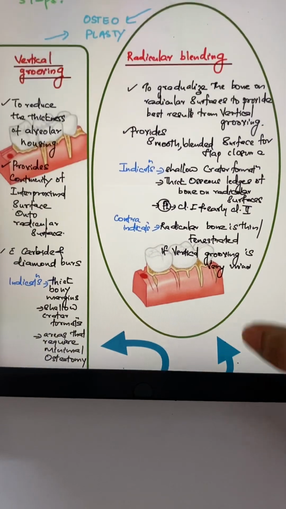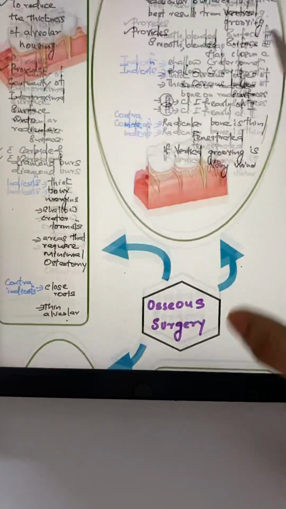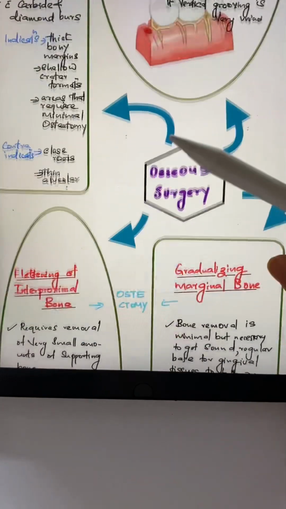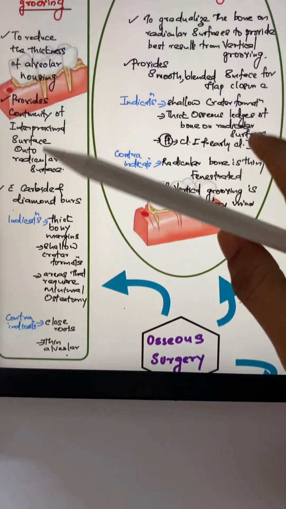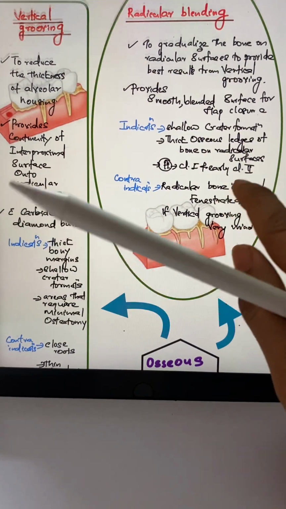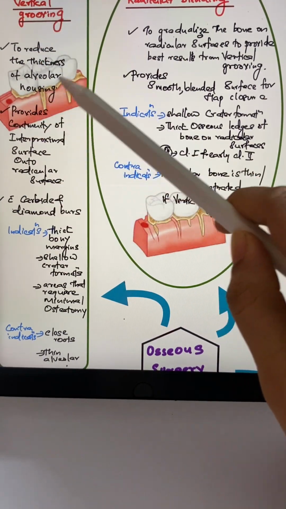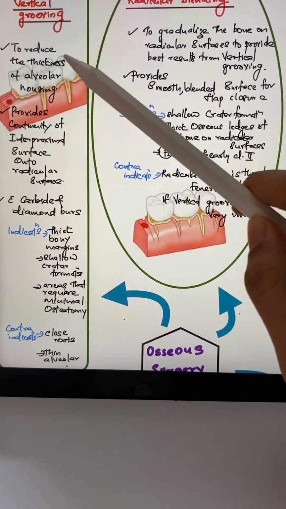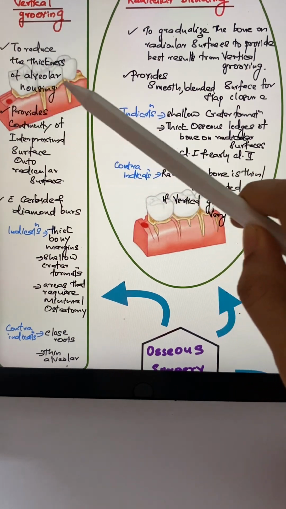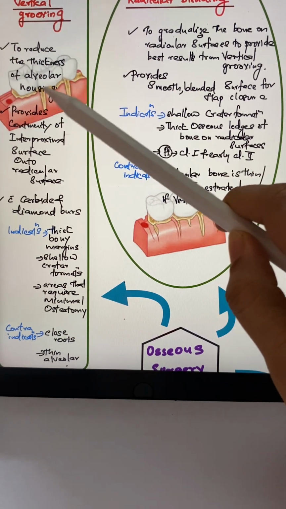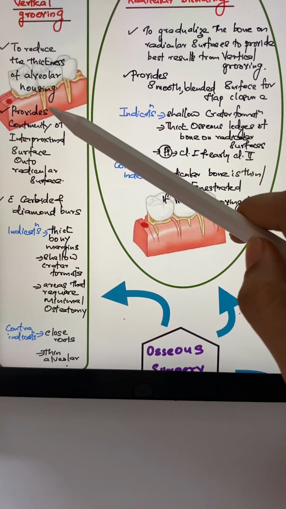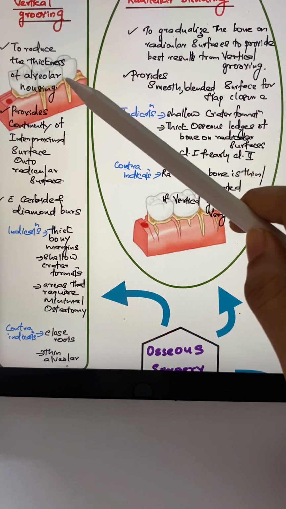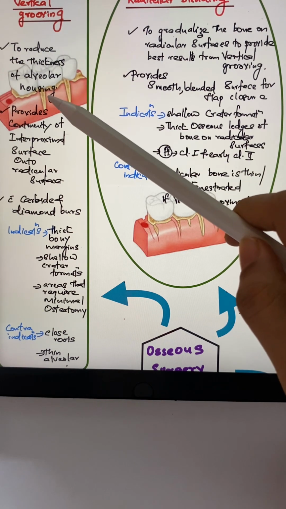Two types are there. First is osteoplasty. We have to do the osteoplasty, and also we need to do the ostectomy. We need to cut the bone and we need to reshape the bone. First step is the vertical grooving. If you see the picture, you will understand that we need to reduce the thickness of the alveolar housing. This gives the continuity of the interproximal surface onto the radicular surface. This can be done with the help of carbide and diamond burrs.